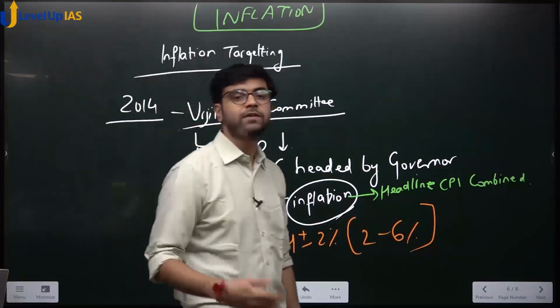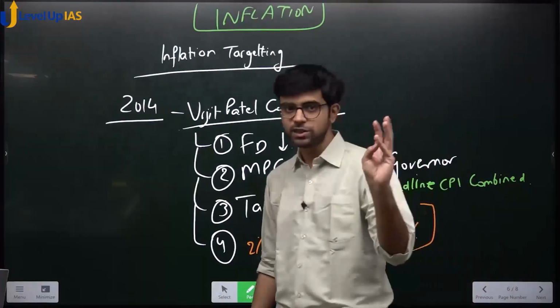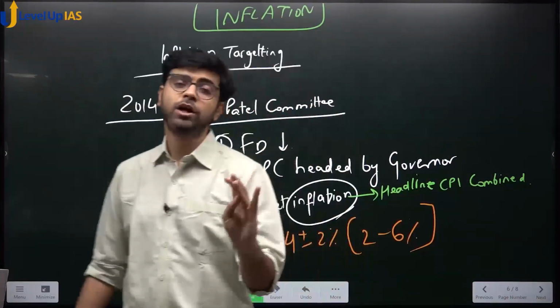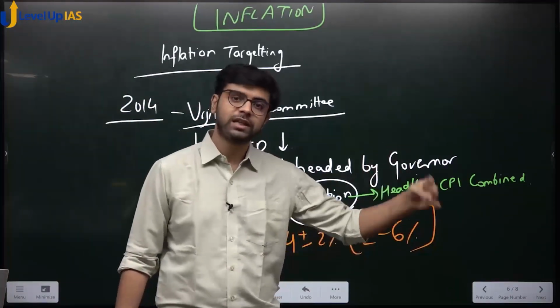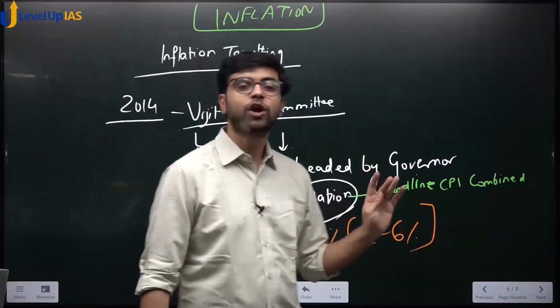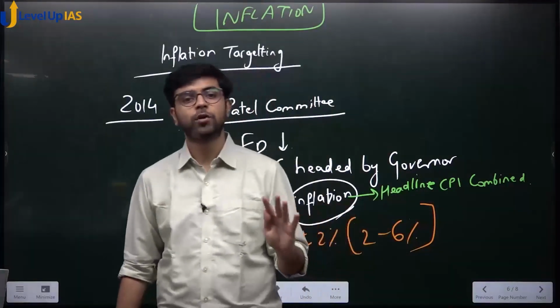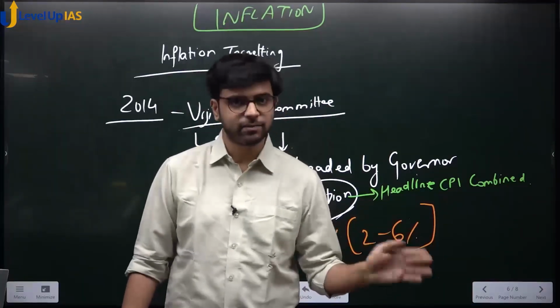Now answer very quickly. Which committee? Urjit Patel Committee, set up in 2014. 4 recommendations. Fiscal deficit should be kept to a minimum. Second, the Monetary Policy Committee headed by the RBI Governor should be in charge of deciding actions and target. Third, there should be a target of inflation. And fourth, what should be the target? 4 plus minus 2%. Was the target adopted? Yes. Was the target extended? Yes, by another 5 years.